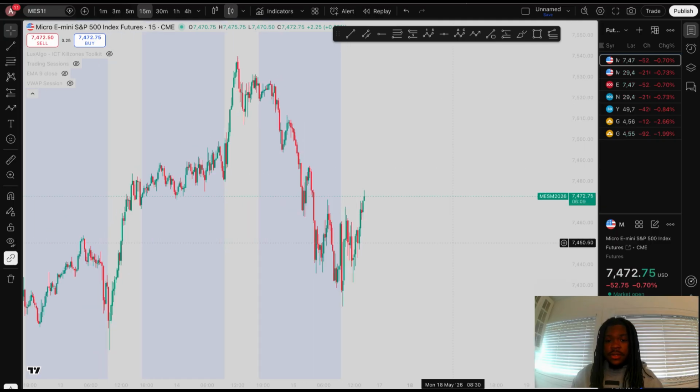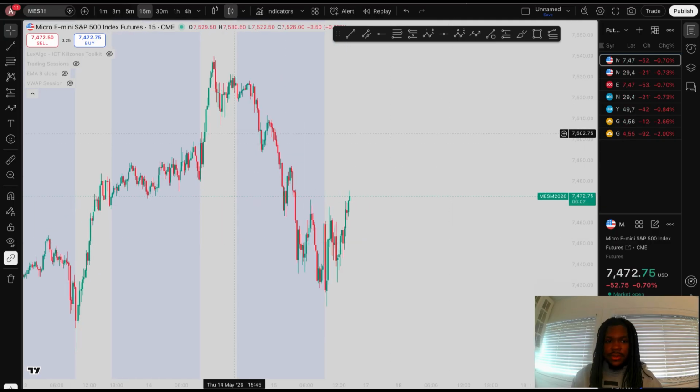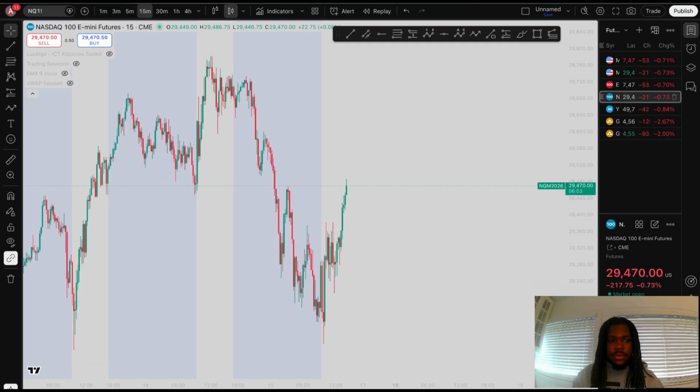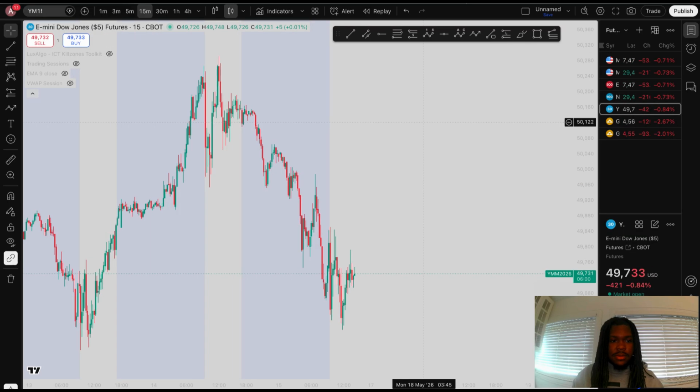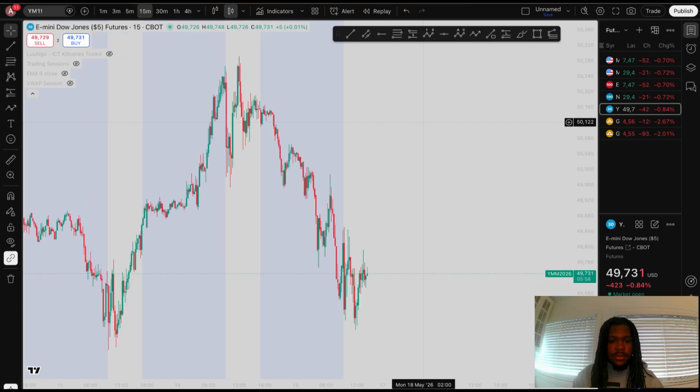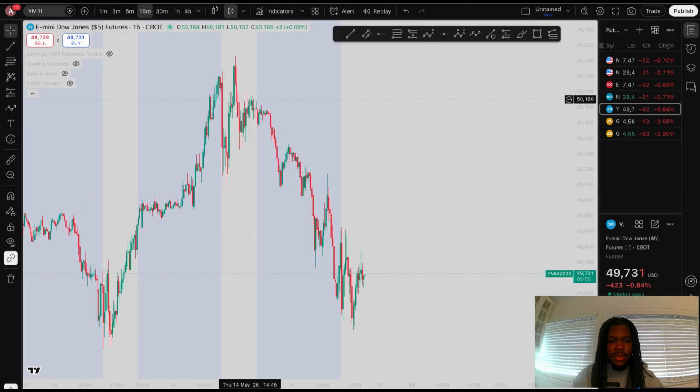Perfect. So you've seen it on MES, you've seen it on MNQ. Let's see, this is the Dow. It was in a downtrend as well. As you can see, we can start from this high: the high, the low, the lower high, the lower low, the lower high, the lower low, the lower high, the lower low, all the way down.